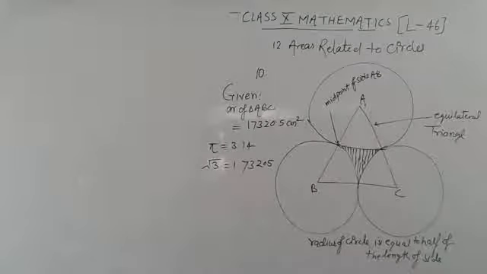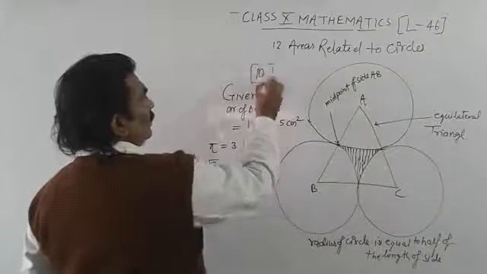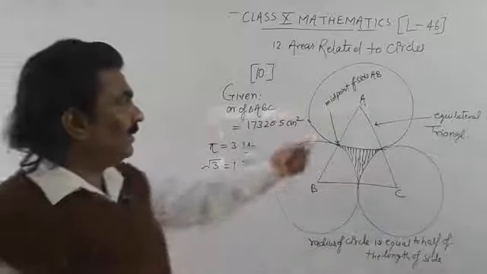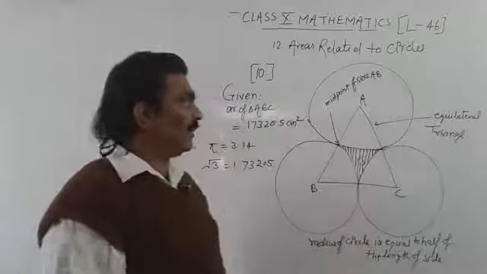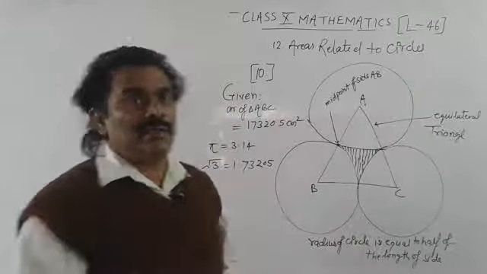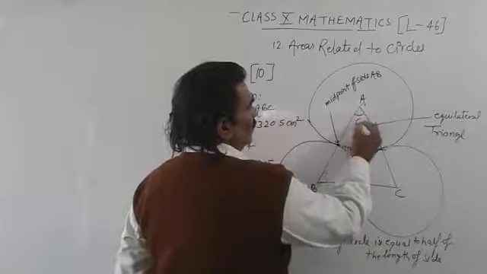So, now, students, we have another question number 10. In this question, students, we have a triangle ABC. ABC is an equilateral triangle. You know, students, if any triangle is equilateral, then each angle will be 60 degrees. So this is 60 degrees each.